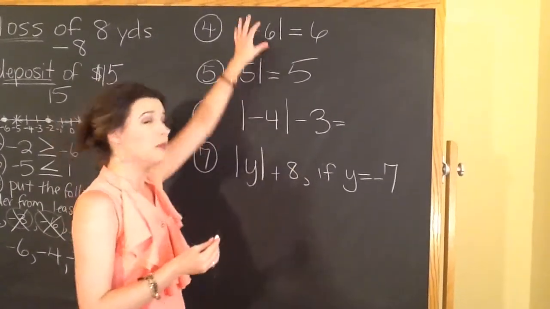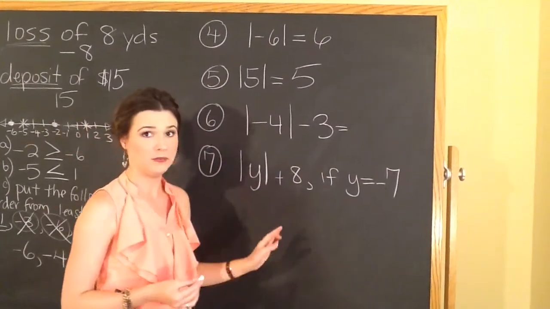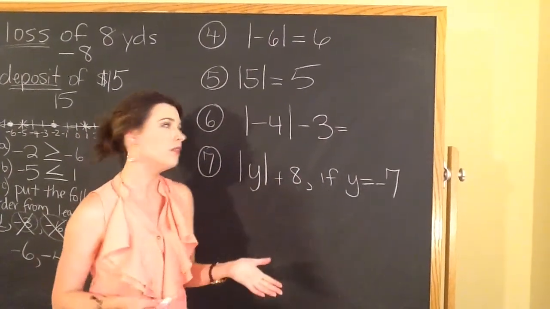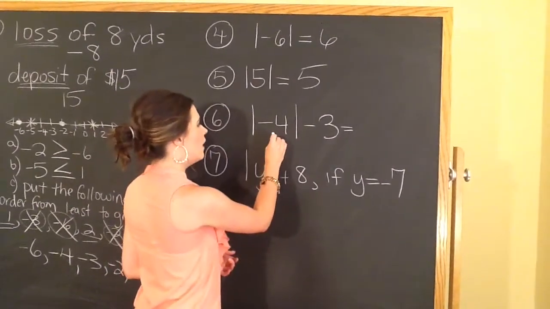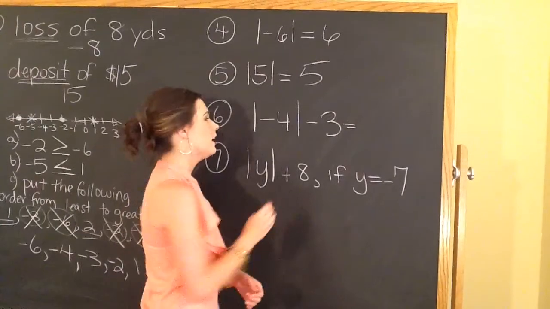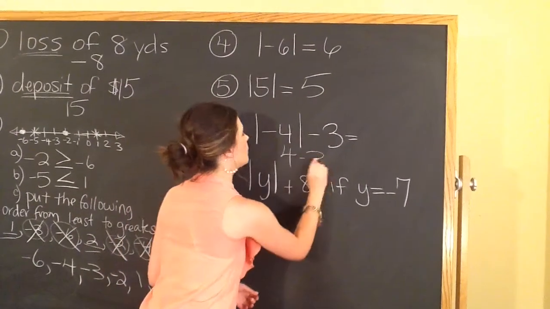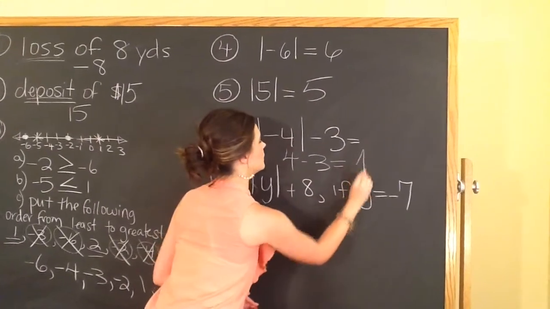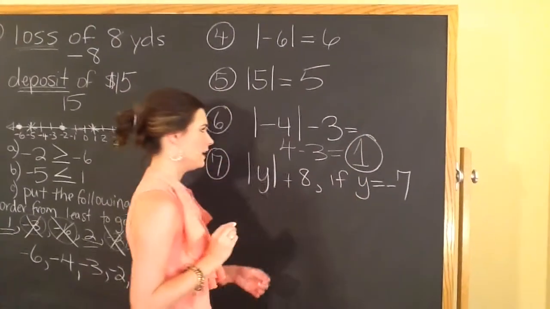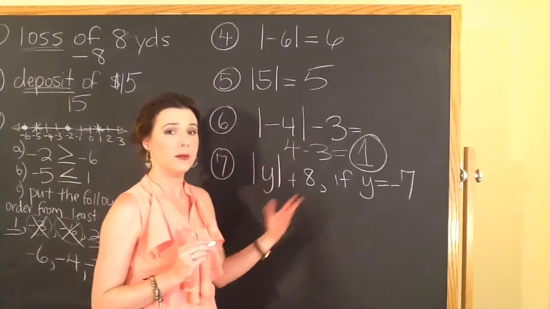Now let's go ahead and apply the absolute value into some sort of expression, some operation that we're going to have to solve. So negative 4 minus 3. So the absolute value of negative 4 is 4 because it's 4 units away from 0. Then we're going to take 3 away from 4 and our answer is going to be 1. So that would be one example of how you would include absolute value in an operation.